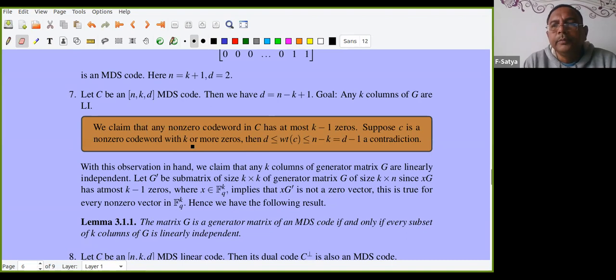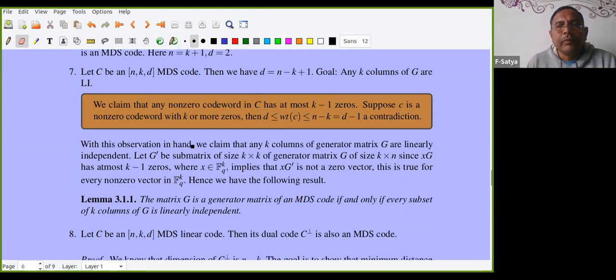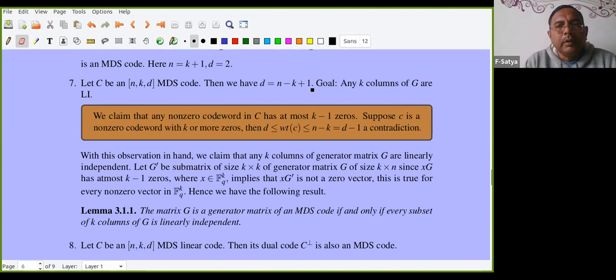Okay. So this is the thing. Let C be an (n, k, d) MDS code, a linear code. Then we have d equal to n minus k plus 1 already. Now the goal is that any k columns of G are linearly independent. Okay. So the proof is very simple.